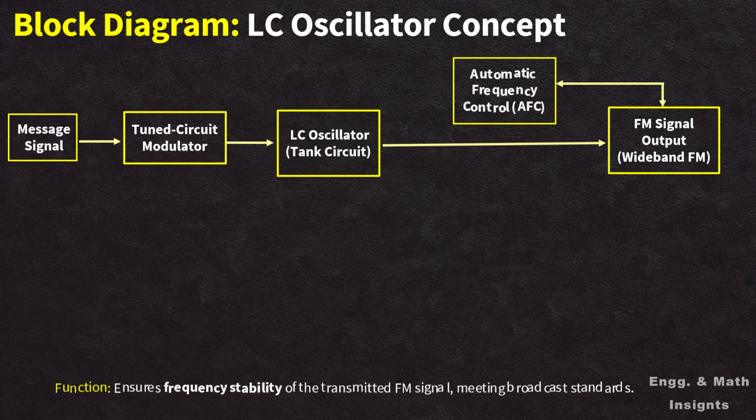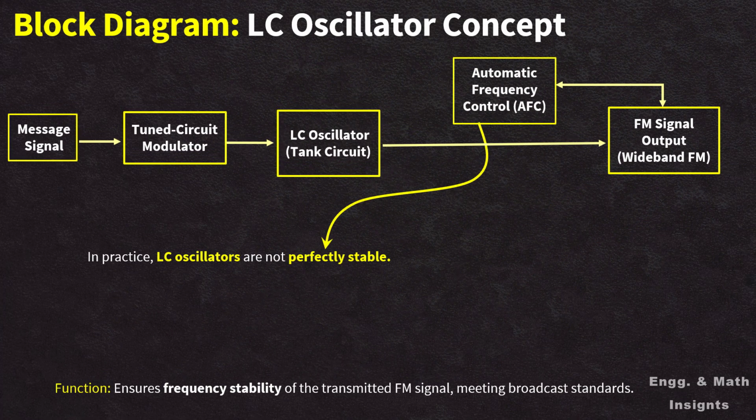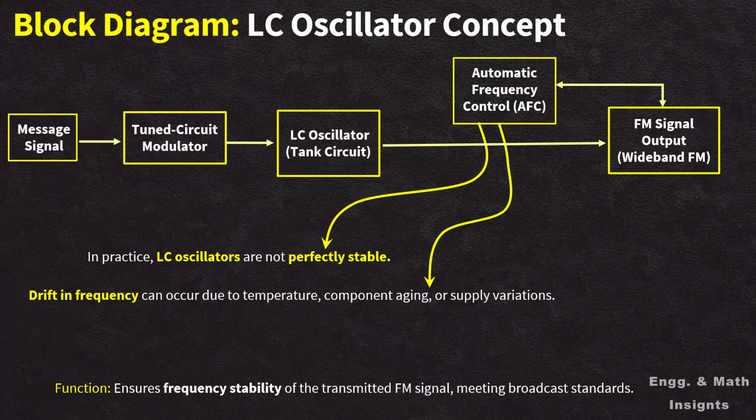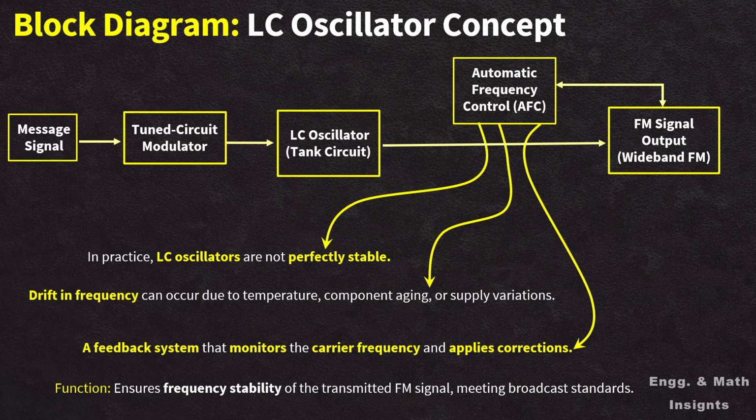In practical transmitters, the LC oscillator can suffer from frequency drift due to temperature changes, component aging, or supply voltage variation. To maintain frequency stability, an automatic frequency control or AFC loop is employed. This AFC loop monitors the oscillator's output frequency and detects any deviation from the desired value, and produces a control voltage that corrects the drift by adjusting the oscillator's tuning circuit. This feedback action keeps the carrier frequency locked to its assigned channel, ensuring a stable, reliable wideband FM transmission.